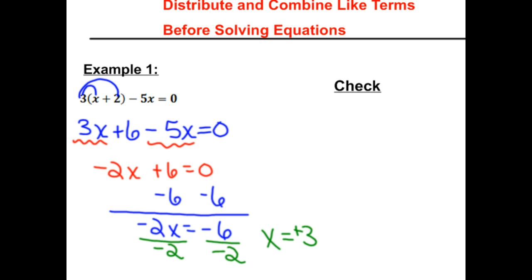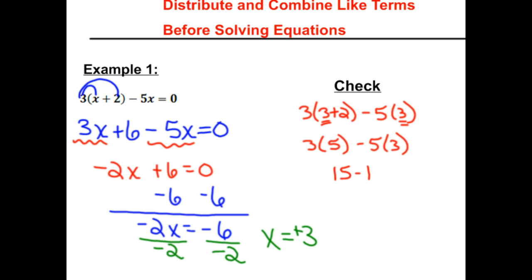Now, we're going to check that because we always want to check and make sure we have not made any mistakes. So we're going to do 3 times 3 plus 2. We're going to subtract 5 times 3. And there's the 3 that we just solved for, that we subbed back in for x. And we're going to see if it works. So again, we have to follow order of operations. We're going to work inside the parentheses first. That's going to give us 3 times 5 minus 5 times 3. 15 minus 15 equals 0. And that's what we needed it to be. And so our solution checks. And we know that x is, in fact, equal to positive 3.